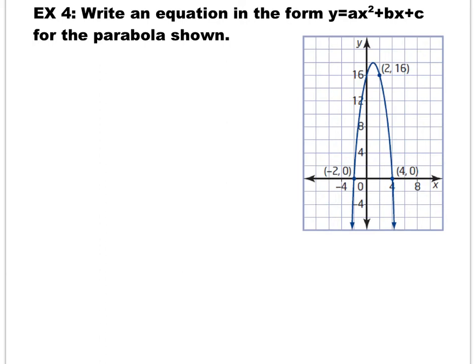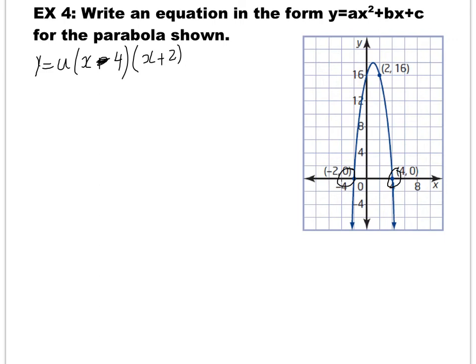The next example is where the graph of a parabola is given and you're supposed to find the equation in the form of ax squared plus bx plus c. First, if you look at the graph, you can see that the x-intercepts are 4 and 0, and negative 2 and 0. So in factored form, I can write y is equal to a, the leading coefficient, times x minus the first x-intercept, which is 4, so x minus 4. And the next x-intercept is negative 2, so it's x plus 2.